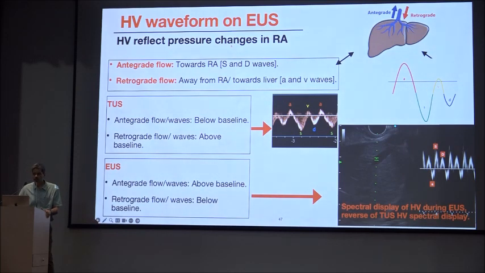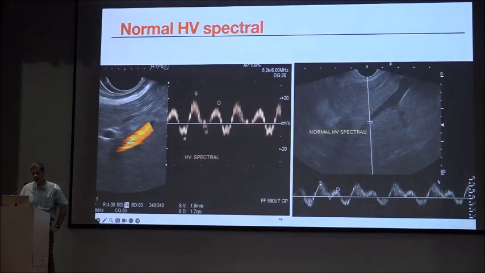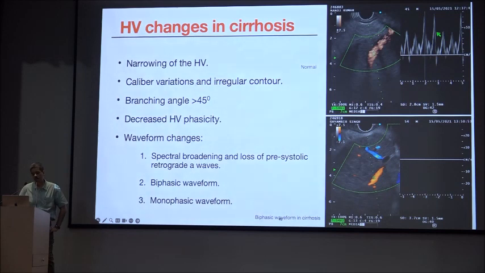The hepatic vein waveform on EUS is routinely checked by us when we are doing liver patients. There are basically antegrade waves and retrograde waves. The only thing that the fellows have to remember is, unlike transabdominal ultrasound, in EUS the spectrum of hepatic vein is flipped, so that the retrograde is above and antegrade is below. And this is a normal hepatic vein spectral on EUS, and certain changes happen.